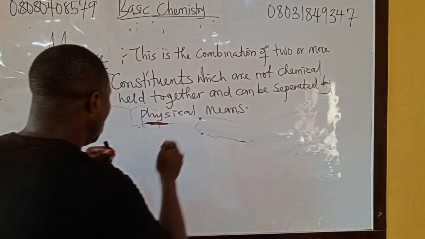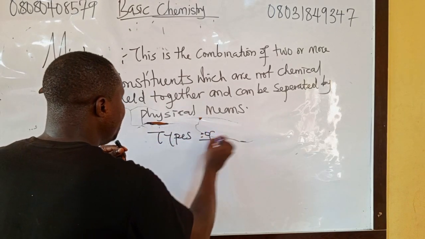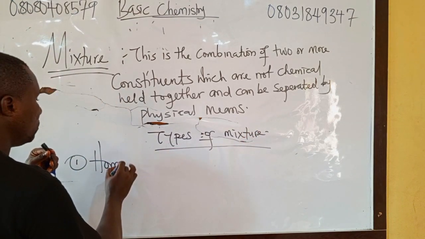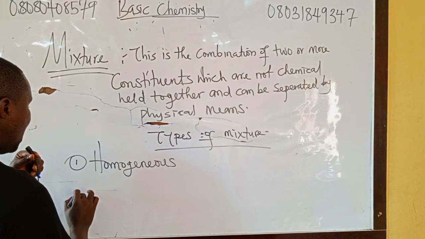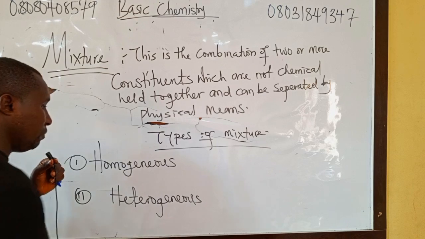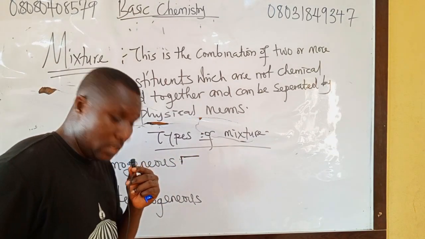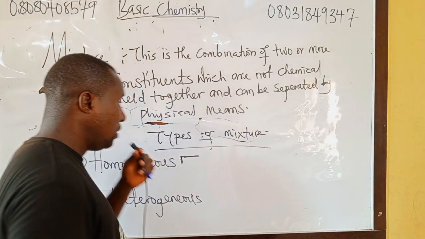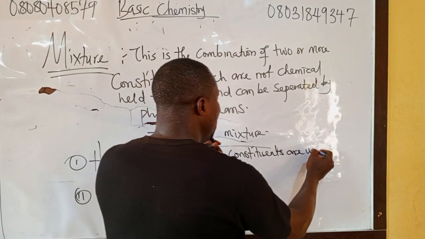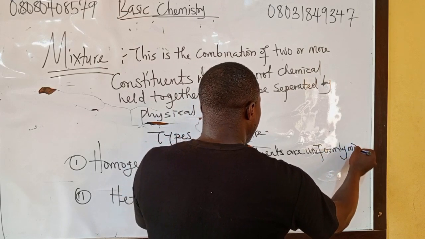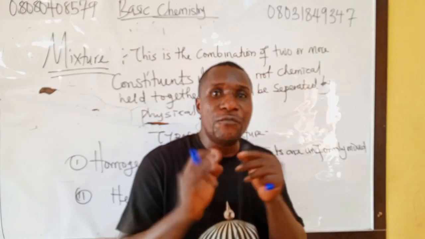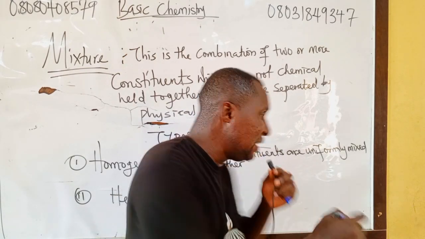And we have two types of mixture. We have homogeneous mixture. We have heterogeneous mixture. What is the meaning of homogeneous mixture? In this one, the constituents are uniformly mixed together. They are not physically separated.